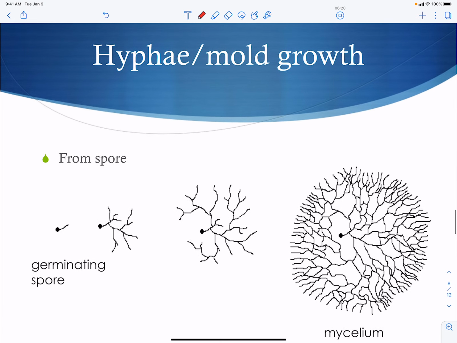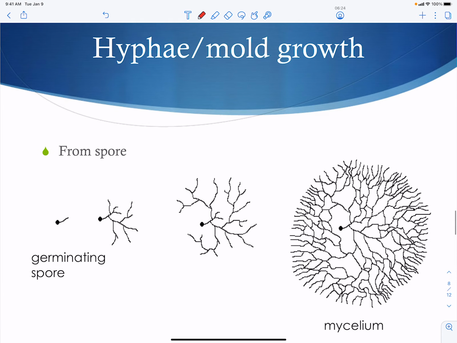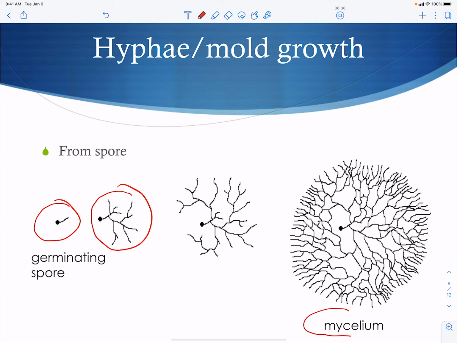Now the hyphae, or your molds, are going to start, for example, from a spore. So many of our fungi form spores, and when they're in the right conditions, they will germinate. And they'll germinate and start to spread their hyphae, and they'll start to branch, and eventually they'll become a mycelium. And a mycelium is basically going to be an aggregate of your branches of your hyphae.